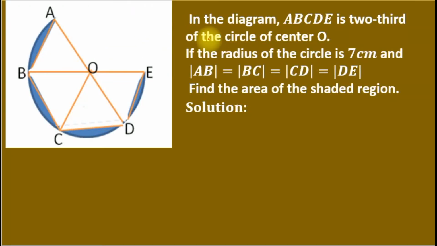So we are given this diagram. In the diagram, ABCDE is 2/3 of the circle of center O. We are given that the radius is 7, so each of these is 7.